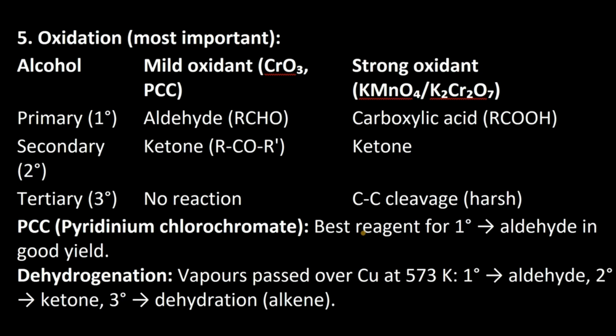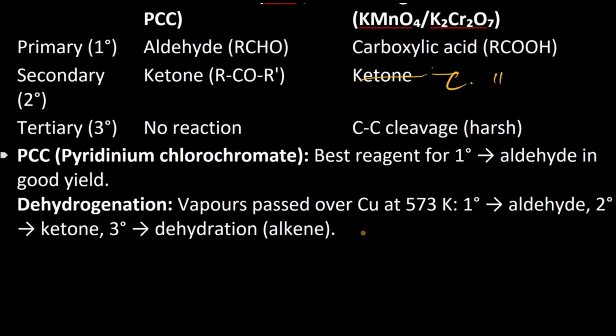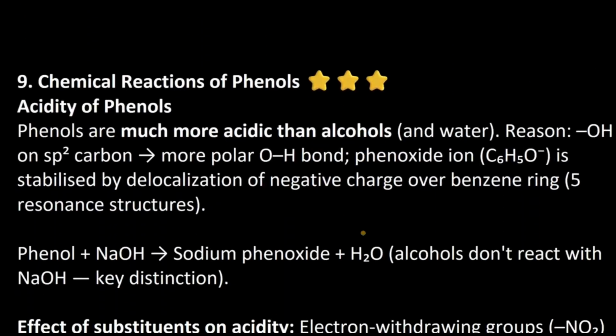and ketone gives carboxylic acid again, with a lower number of carbons. Then PCC is the best reagent for converting primary alcohol to aldehyde with a good yield. And for the dehydrogenation reaction of vapors, copper at 573 Kelvin is used: primary to aldehyde, secondary to ketone, and tertiary to dehydration, which will form an alkene.